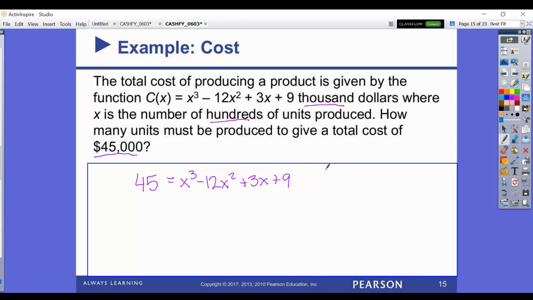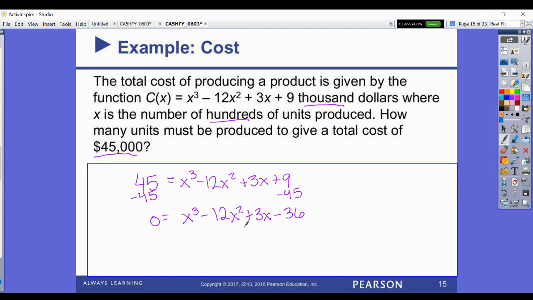How many units must be produced? So we need to solve this problem. This one's a little bigger, so let's see. First of all, in order to solve a problem, I want it to equal 0. So I'm going to subtract that 45 off of here. 0 equals x cubed minus 12x squared plus 3x minus 36.